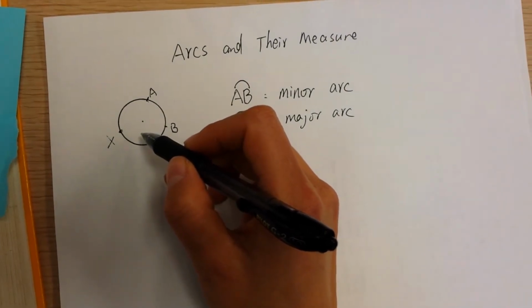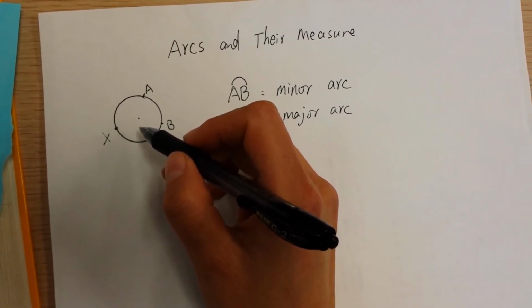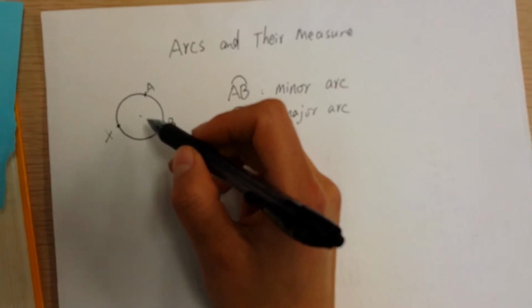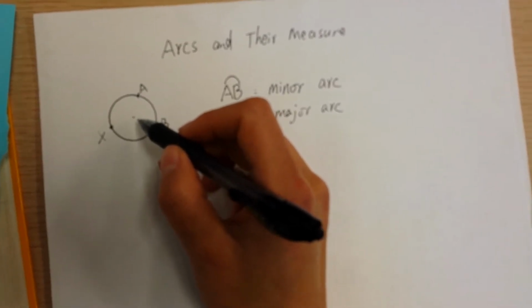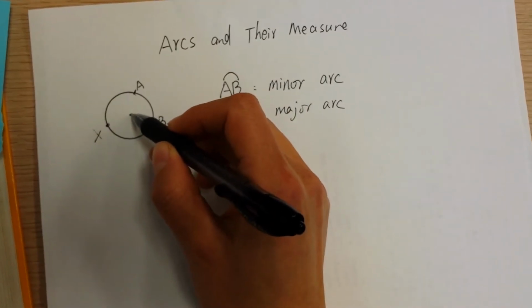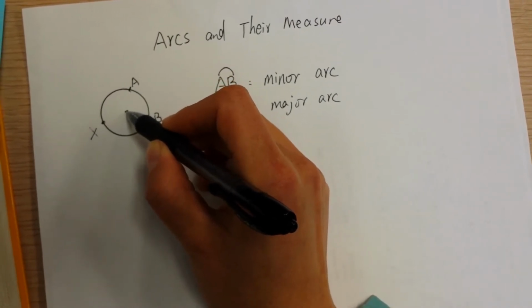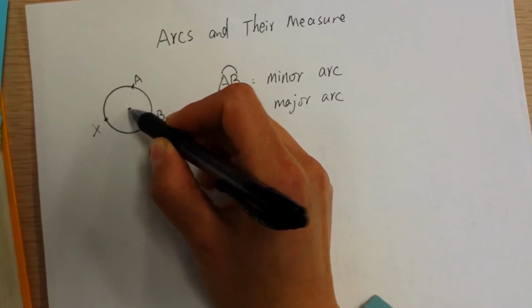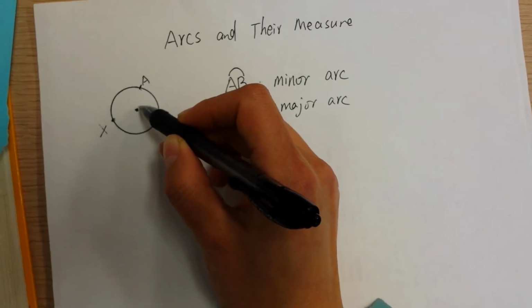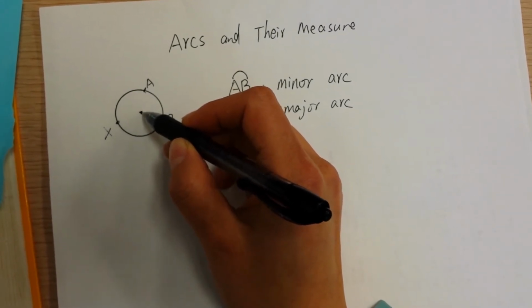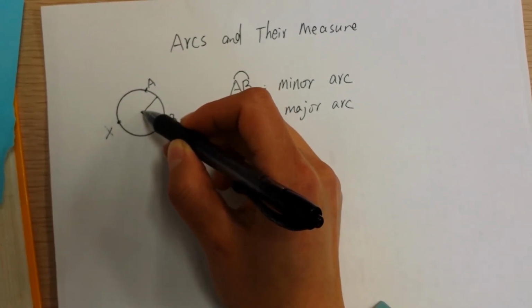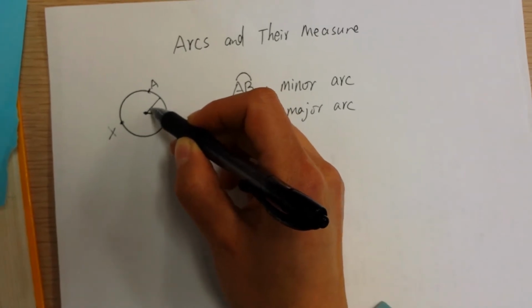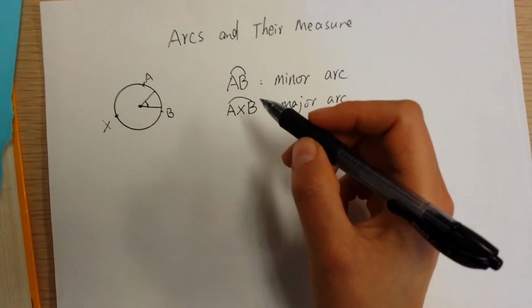Another vocabulary we need to know is called a central angle. A central angle is an angle whose vertex is right at the center of the circle. So here, I'll just randomly draw. So this angle is called a central angle.